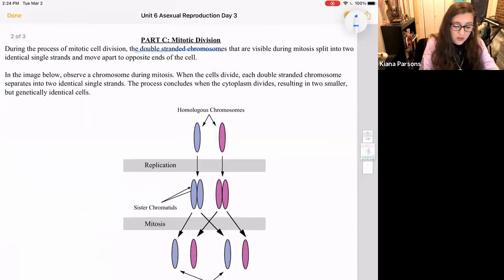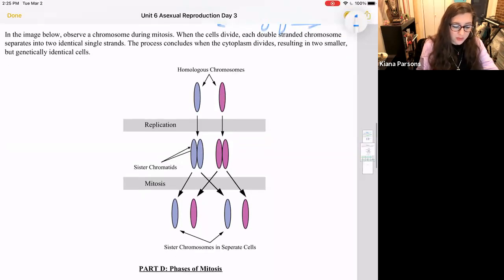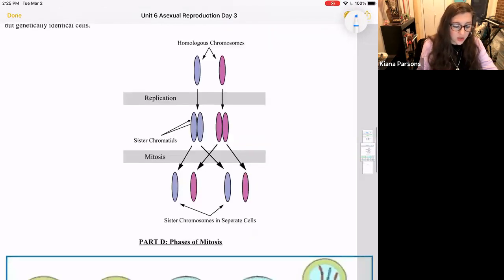The double-stranded chromosomes that are visible during mitosis split into two and move apart to opposite ends of the cell. In the image below, observe a chromosome during mitosis. When the cells divide, each double-stranded chromosome separates into two identical strands. The process concludes when the cytoplasm divides, resulting in two smaller but genetically identical cells.